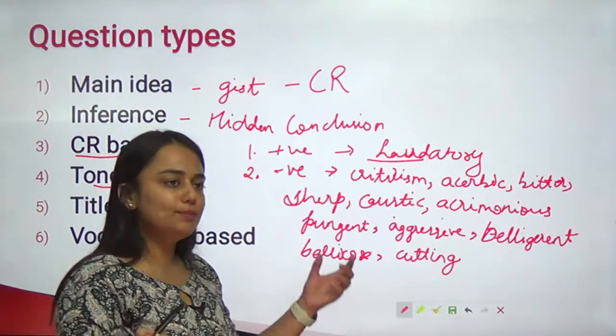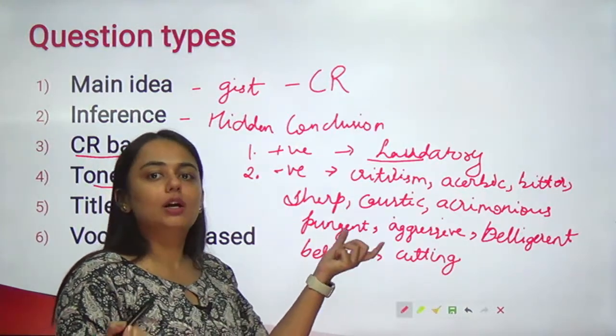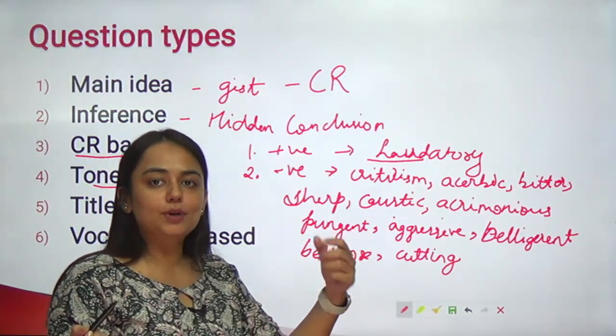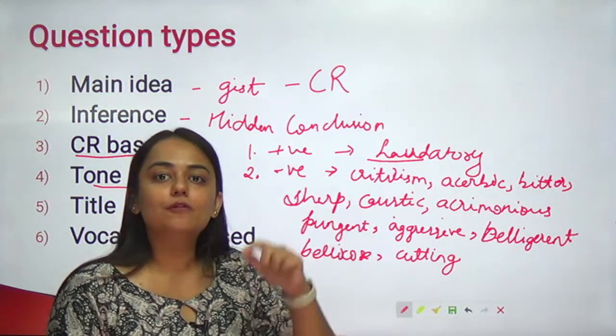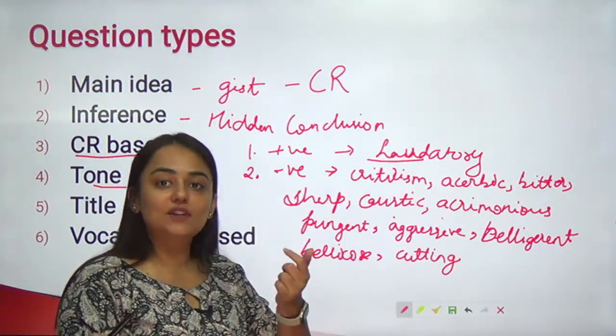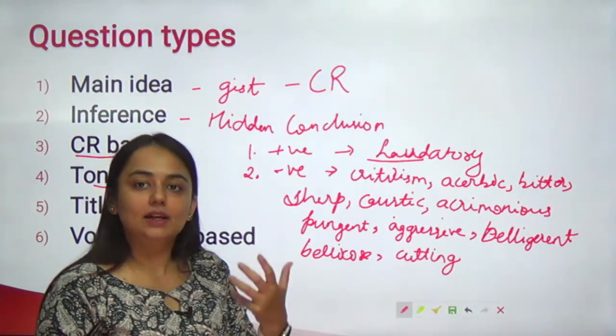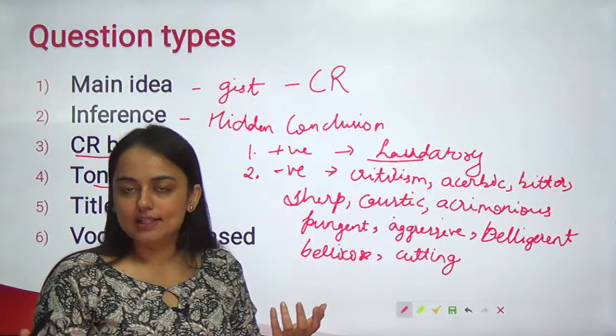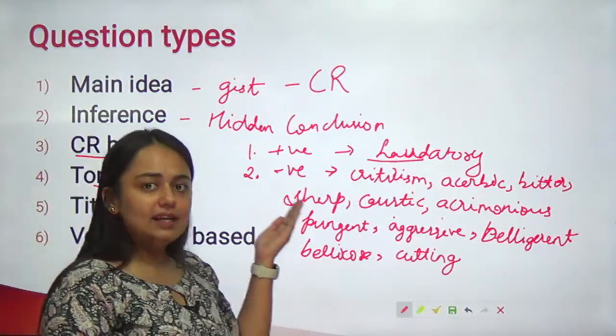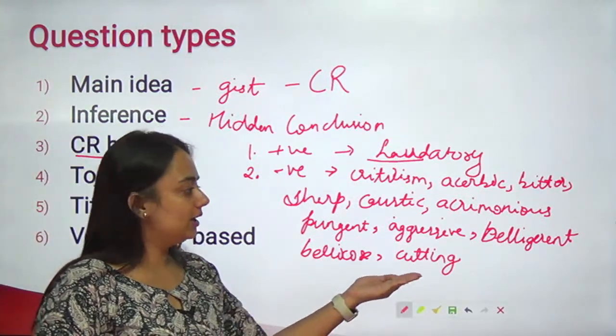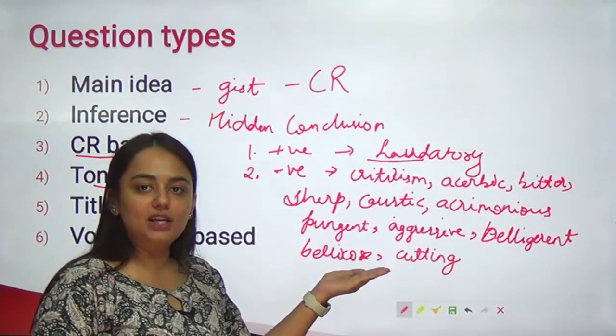Pugnacious can be one. Pugnacious comes from pungent or aggressive, you can say. Pugnacious is a person who is almost ready to take up a fight. So if you think the author is severely criticizing something, so much so that he is ready to take up a fight, then the tone can be pugnacious as well. So quickly take a screenshot of this or write these words down because they are very important.